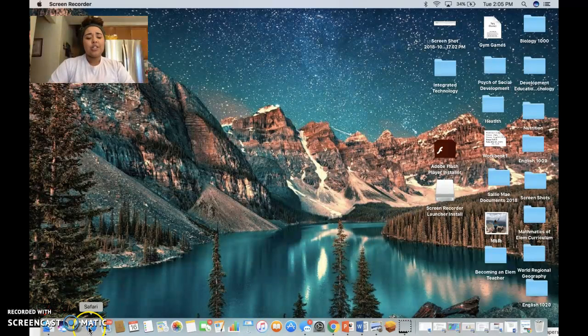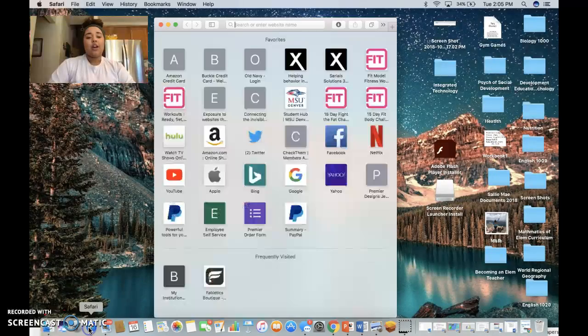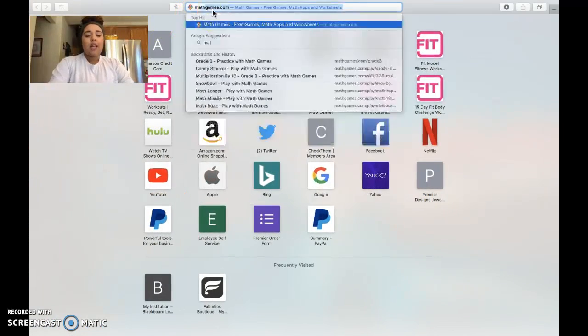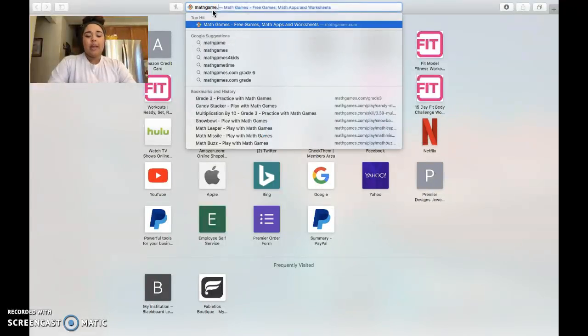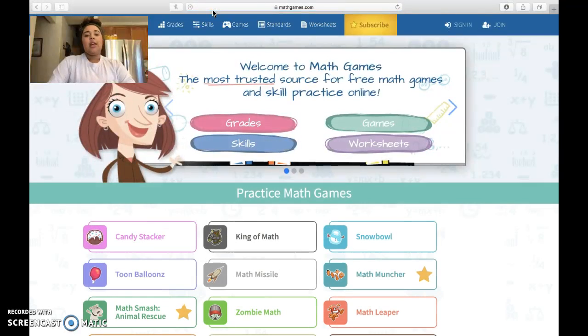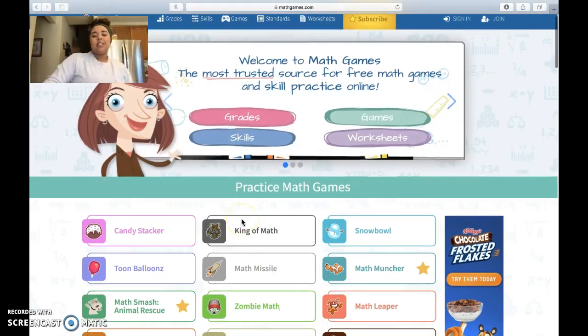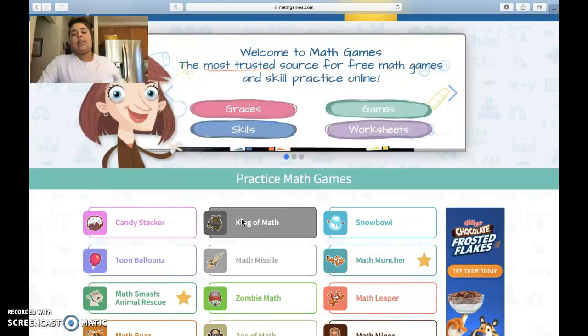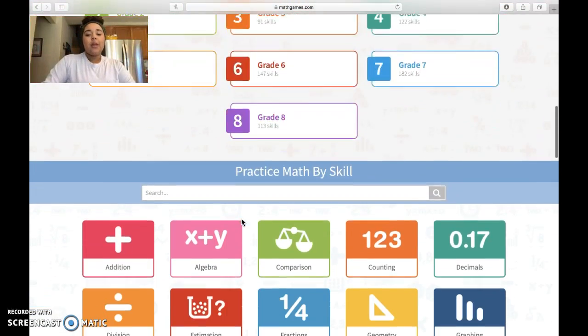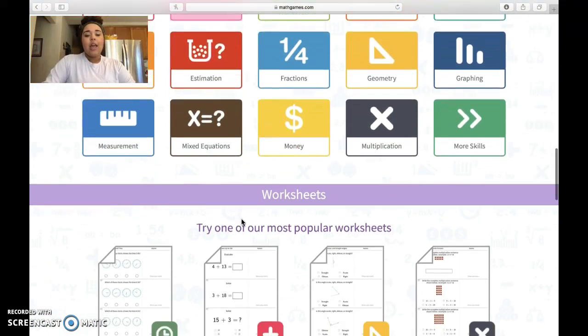So the first thing you're going to do is grab your laptop and then click on your web browser. So we're going to go in and we're going to type in mathgames.com, hit enter. And then we come to this screen and the first thing we can see is practice math games, practice math by grade, practice math by skill, and worksheets.